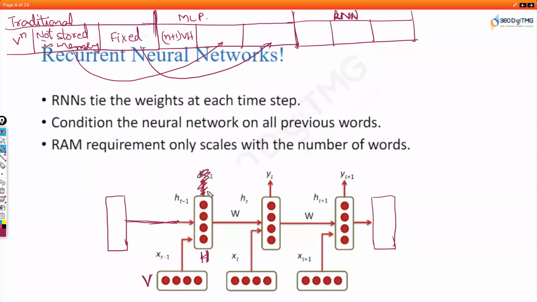For now, forget about these, friends. I'll talk about these later. There are different variants of recurrent neural network. That is when I'm going to talk about these things.